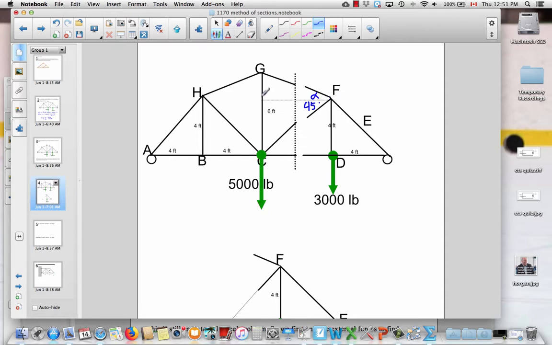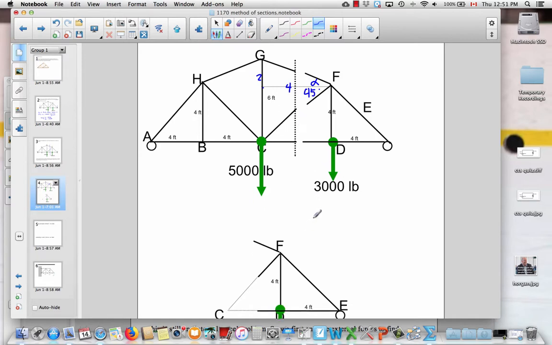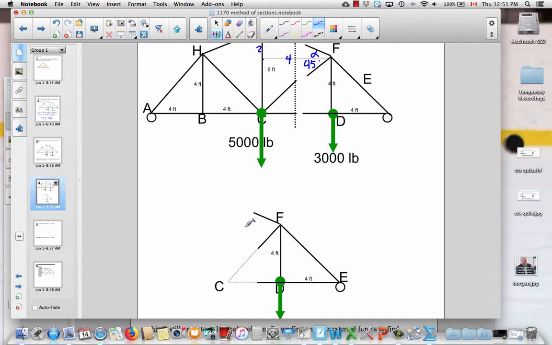This is 4 feet over, and this is only 2 feet up, because it's 6 feet for GC, and FD is 4 feet. So that means G to this point is only 2 feet. And this is 4 feet, because CD is 4 feet. So we can easily enough find that angle alpha. Now, again down here, let's draw that line again.